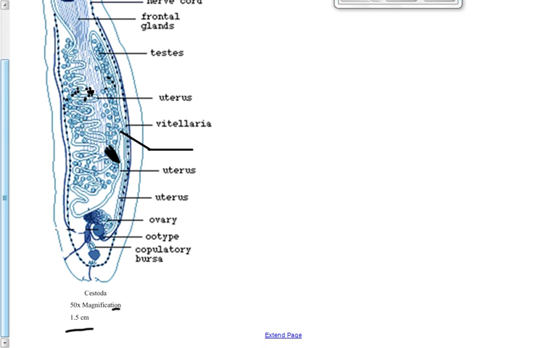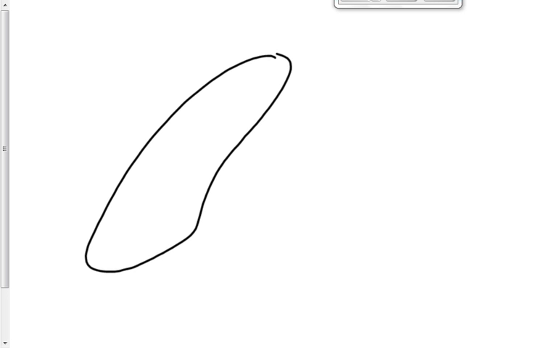Again, you don't have to be a good artist to do a lab drawing. If I was drawing a picture of a paramecium, just something like that, it's got usually an oral groove, and it's got cilia kind of along the outside. This area is usually very dark.